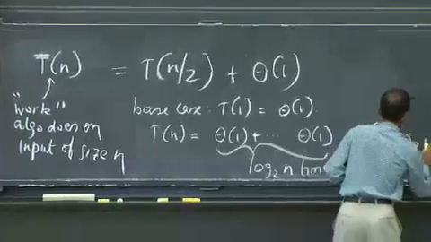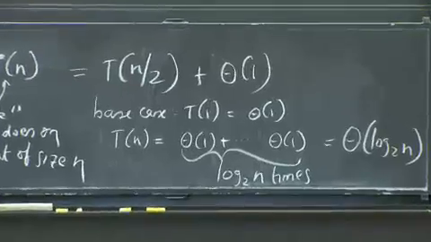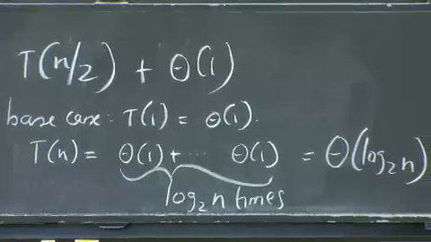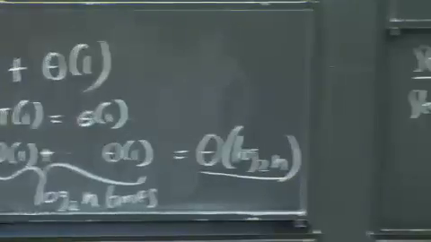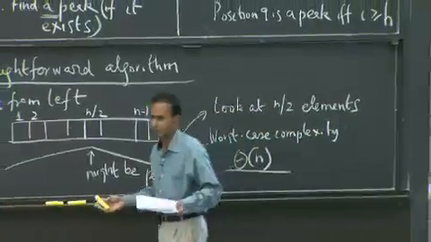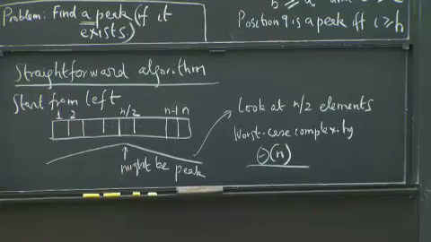And adding these all up gives you a complexity theta log 2 of n, right? So now you compare this with that, and there's really a huge difference. There's an exponential difference.